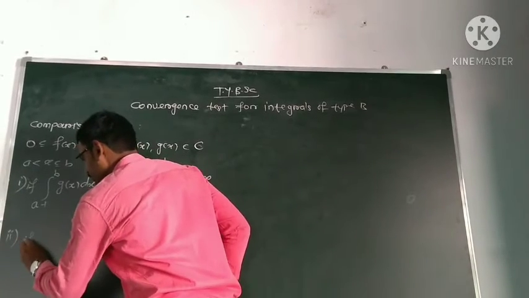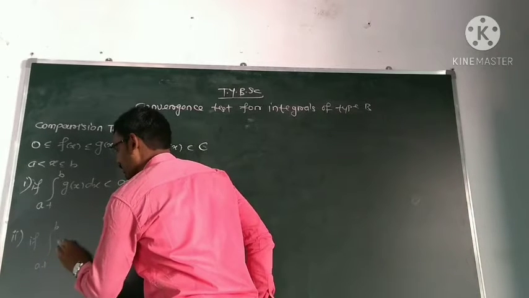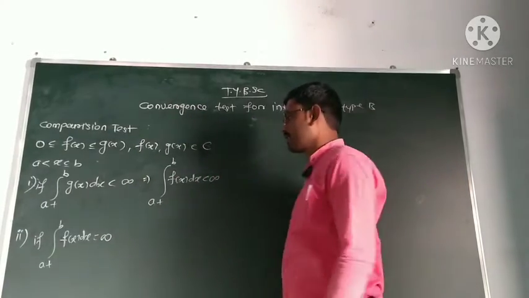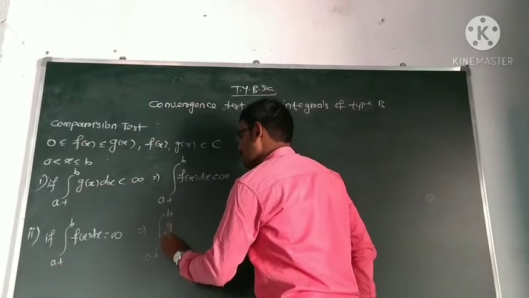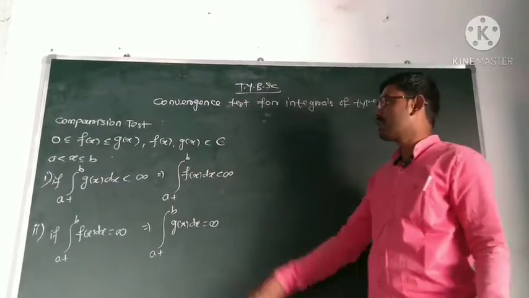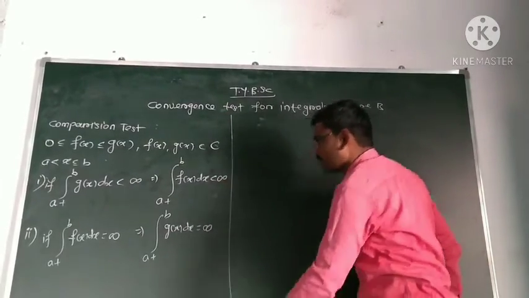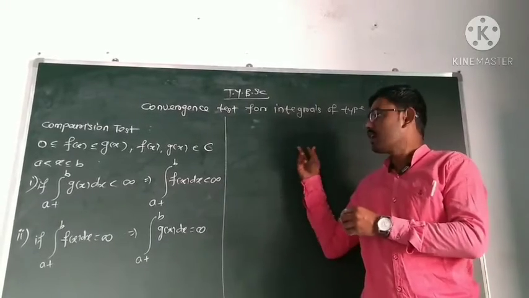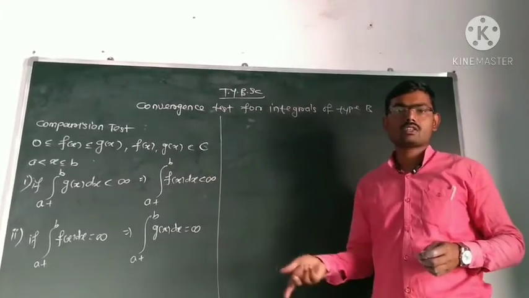If the improper integral of the bigger function, sorry, the smaller function is divergent, then the improper integral of the bigger function is also divergent. This is comparison test 1 for the convergence of the integrals of type B. Now we will also focus on another test, and then we will go to the examples. Another is the limit form of comparison test, or quotient test.